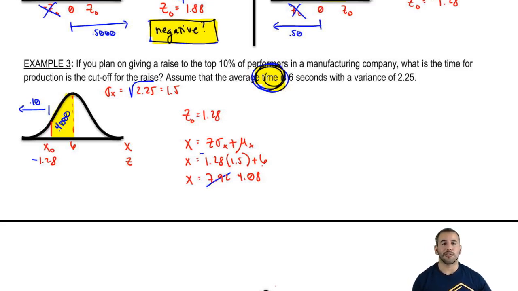So that's it for applying our z-score in reverse. Let's go ahead and do a couple more practice problems, make sure we get that, and we're done with our normal distribution set.